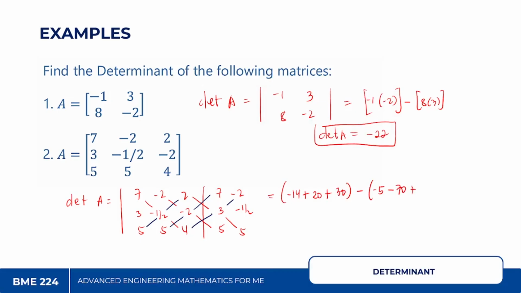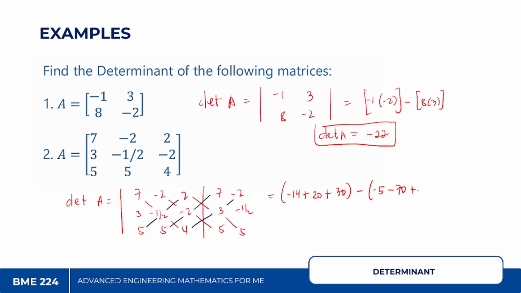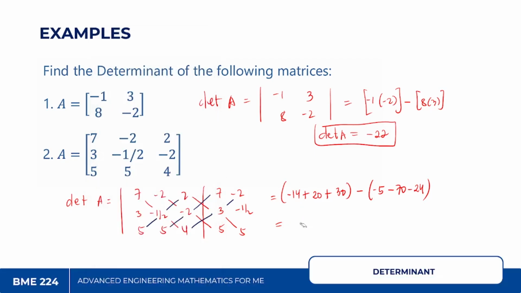Plus 4 times 3 times negative 2, and that is negative 24. In other words, if we evaluate this using our calculator, that is negative 14 plus 20 plus 30, then minus negative 5 plus negative 70 minus 24, and that is equal to 135. Therefore, the determinant of A would be equal to 135.